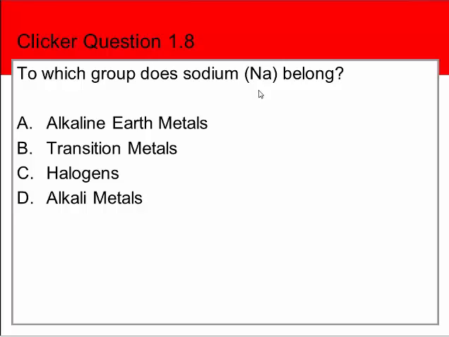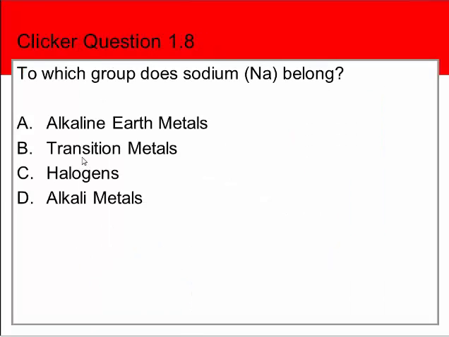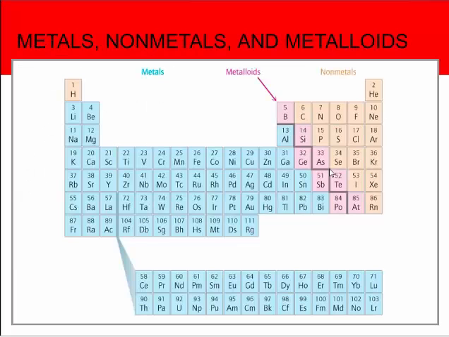So if we look back on the previous slide to find sodium, it's one of the lower numbered elements. It's actually number 11. And we see that it's in the main group. It's in group 1A, and that's called the alkali metals. So, alkali metals, D, is the best choice for sodium.